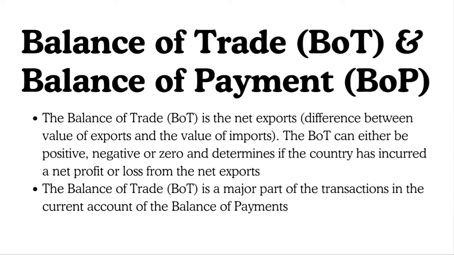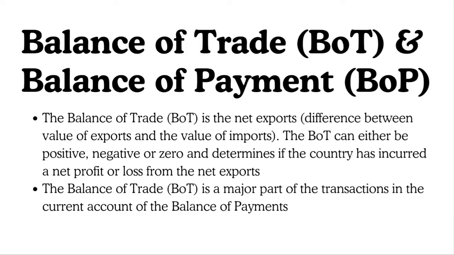The balance of trade, BOT, is a major part of the transactions in the current account. You remember there are two components of BOP, current account and capital account. This BOT is a component of the current account. It is nothing but the net exports, that is, the difference between the value of exports and the value of imports of a country over a given period of time. The BOT can be positive, negative, or zero, and it determines if the country has incurred a net profit or a net loss from trade. It depends only on the exports and imports of goods and services. It doesn't take into account transfers and financial asset transactions.